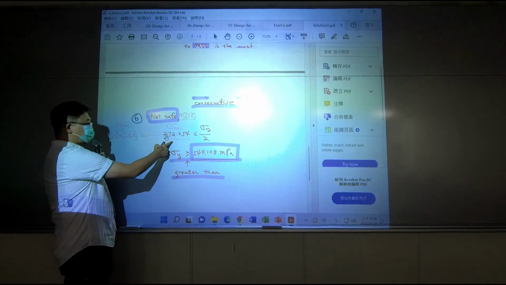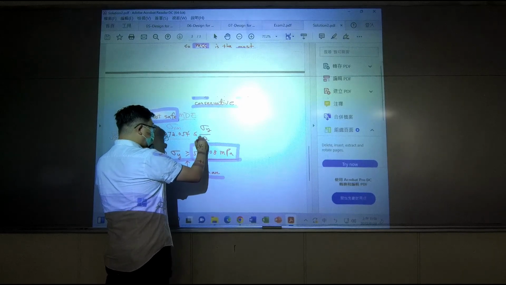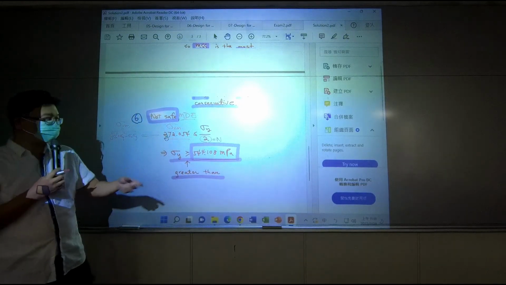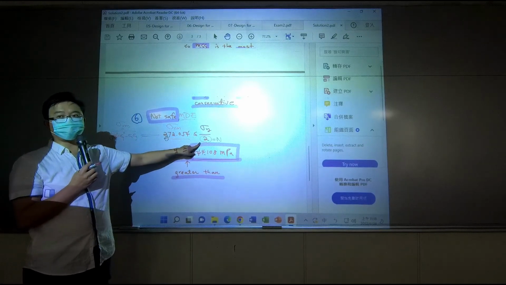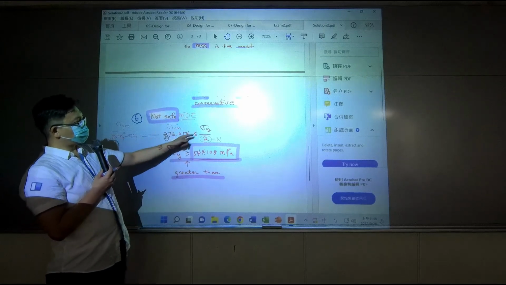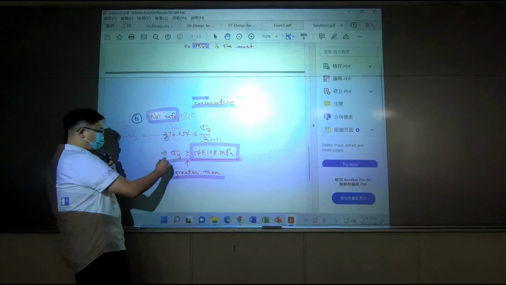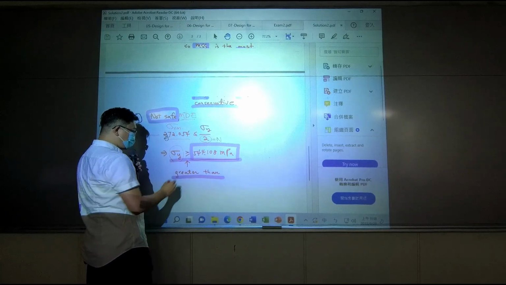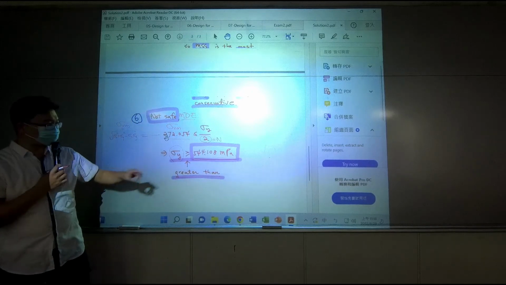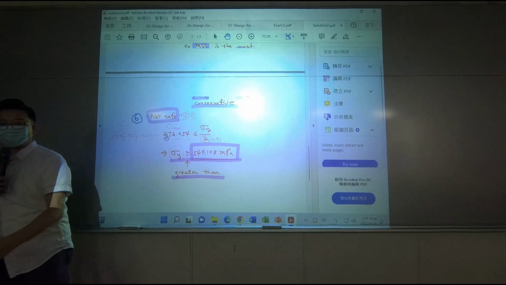So the von Mises stress should be smaller than your yield strength. And over here, this is your safety factor. The problem said we are looking for a safety factor of 2. Just replace it by 2. And then calculate what's your yield strength. So at the end, you realize, okay, your yield strength must be greater than this value. You should find a material that has a yield strength greater than 524 here.